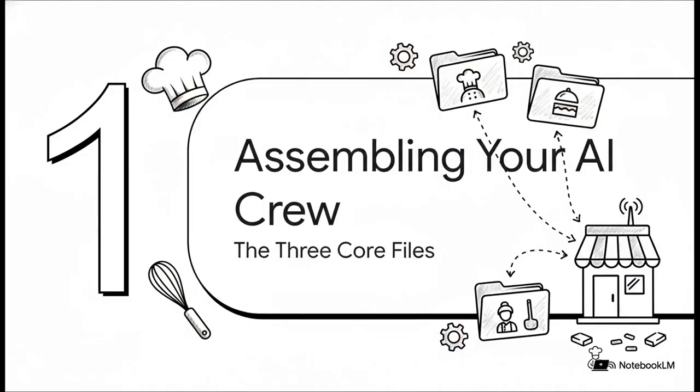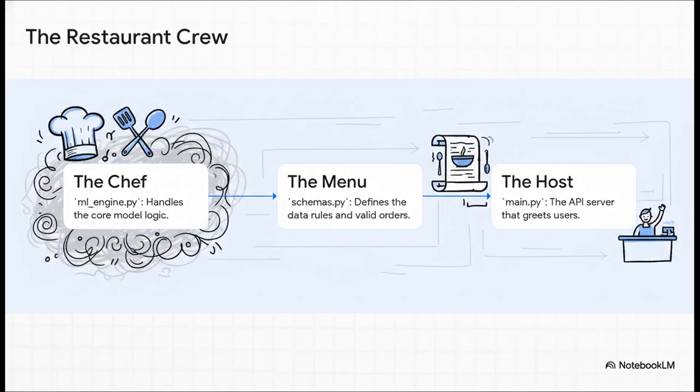So, how do we build this restaurant? Well, just like any good establishment, it needs a solid, well-organized crew. We're going to structure our entire operation into 3 core files, and each one has a very specific, very important job. So, meet the team. We have 3 main players. First, you've got the chef and kitchen. That's our core model logic. Then there's the menu and rules, which, you guessed it, defines what customers can ask for. And finally, the front of house, which handles all the customer interaction. Let's break down each one.